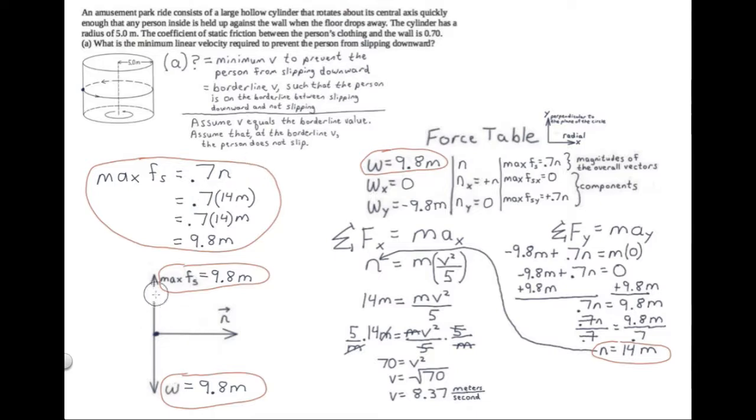So to prevent the object from slipping downwards, the downwards weight force has to be canceled by the upwards static friction force. So since the static friction has to cancel the weight force, yes, it does make sense that we discovered that the magnitude of the maximum static friction equals the magnitude of the weight force.